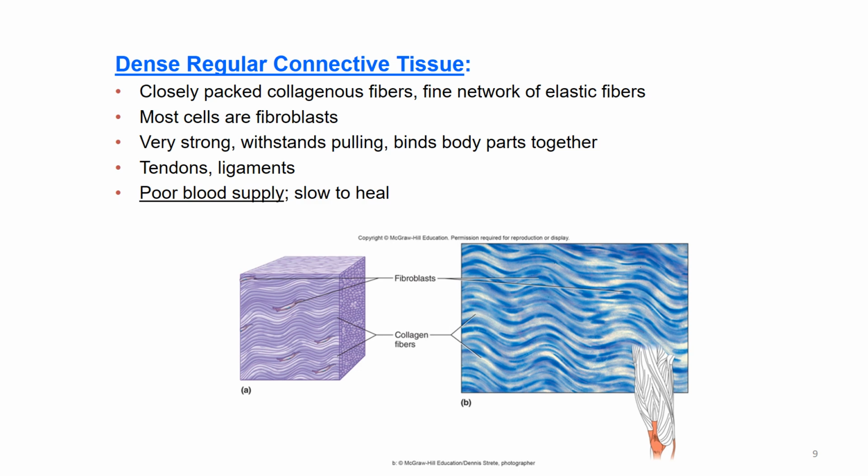Dense regular connective tissue. This is made up of a lot of collagen fibers. So here the collagen fibers are packed and they go in a parallel fashion. Here most cells are fibroblasts. Because this tissue is packed with collagen fibers, it's very, very strong. And this makes up our tendons and ligaments. Unfortunately, because it has poor blood supply, it is slow to heal.